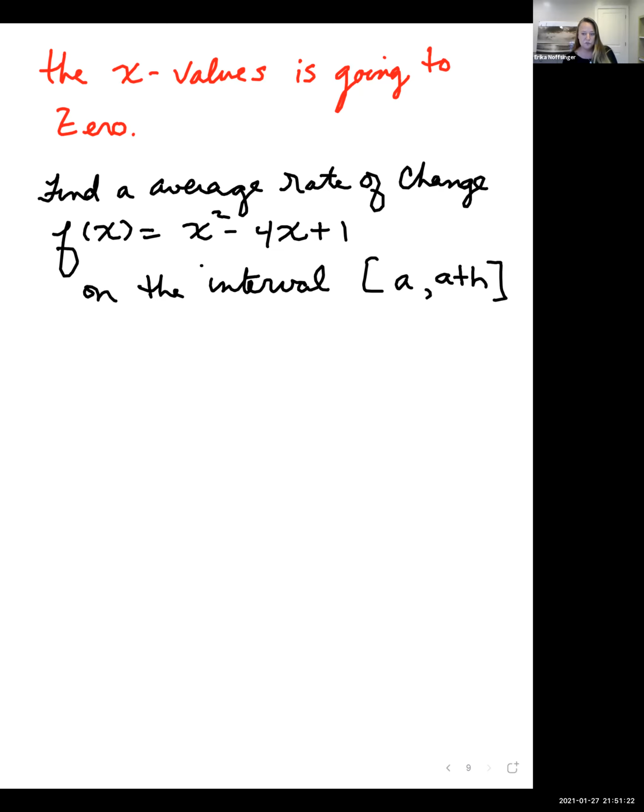So we need to find those 2 points. We need to figure out what is f of a. All you're doing is plugging in a wherever you see an x in your function. Wherever we see an x, we're going to put parentheses. So parentheses squared minus 4 times parentheses plus 1. Put a in the parentheses and simplify if possible. That doesn't really simplify, right? Write it as a squared minus 4a plus 1.